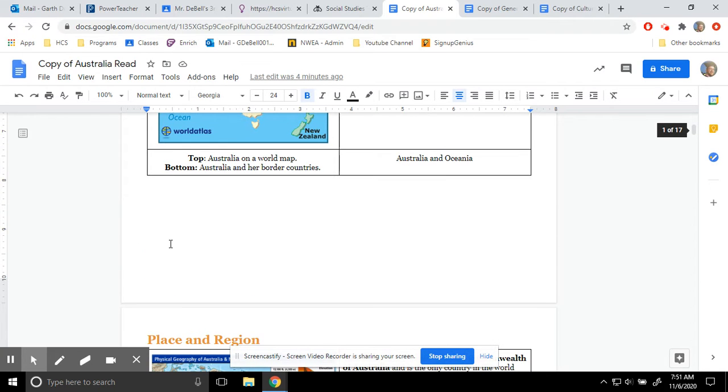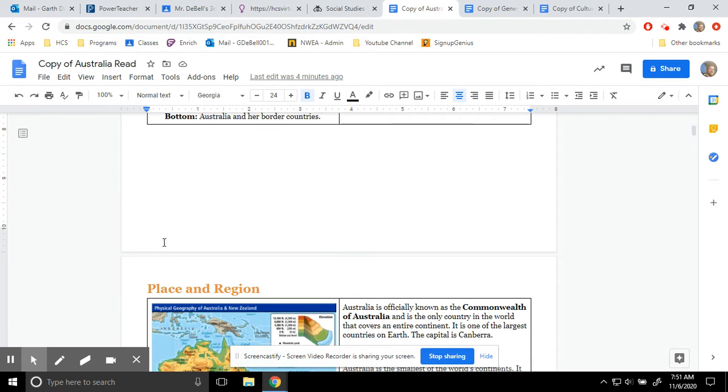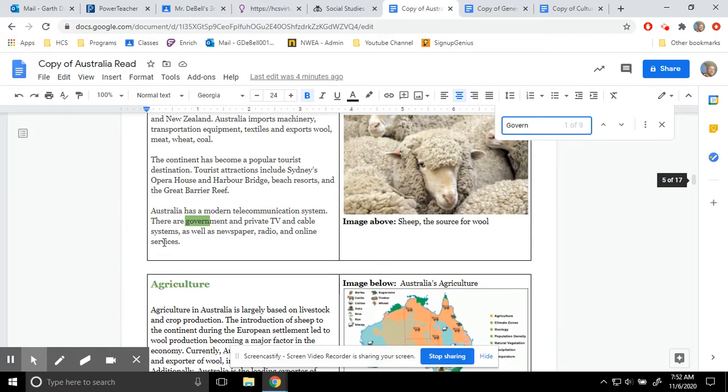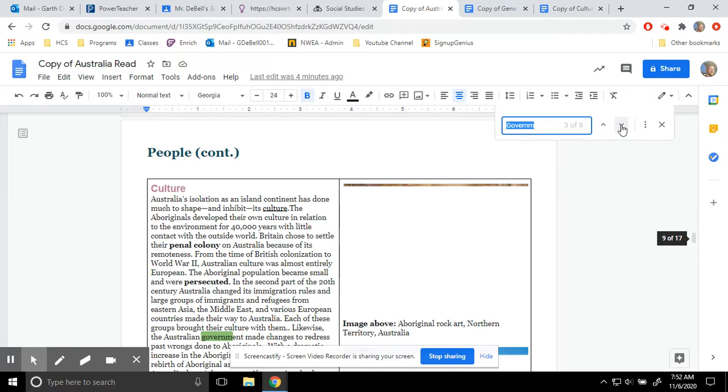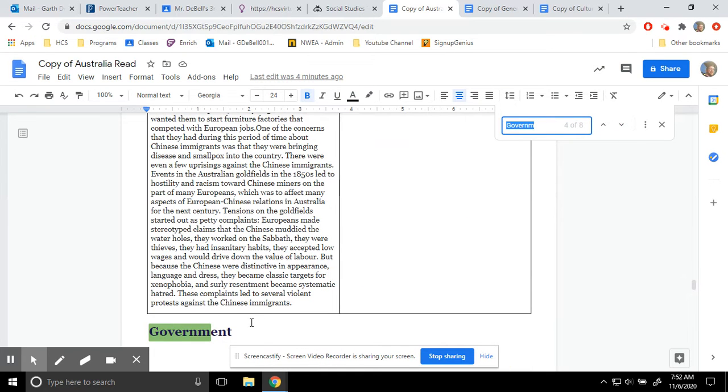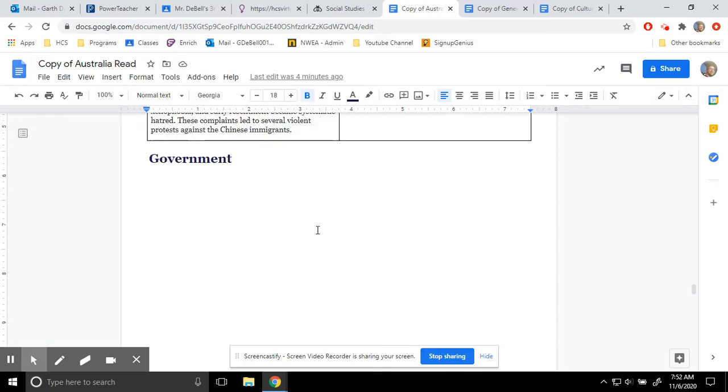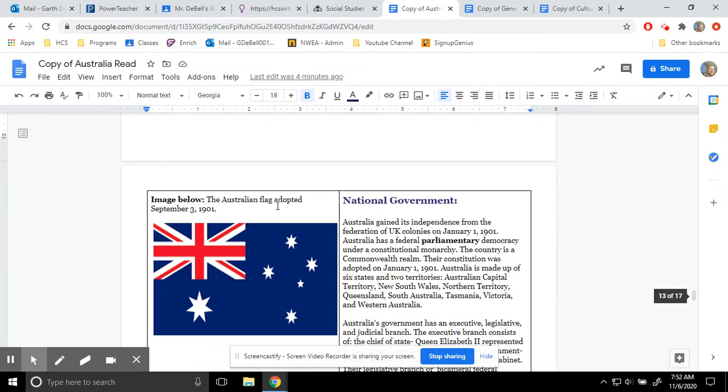here. I'm not going to focus a lot on it, but if you hold Control F, you can look up the government and search until you find the section. There we go, on government. All right, so here we go. It says Australia gained its independence from the Federation of UK Colonies on January 1st, 1901. Australia has a federal parliamentary democracy under a constitutional monarchy.